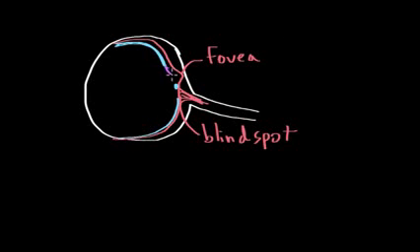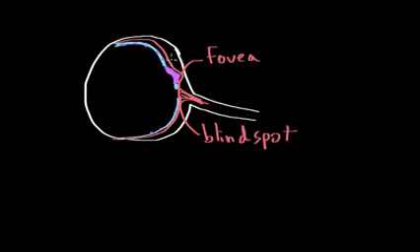Cones, on the other hand, which we'll represent in purple, are actually found throughout the fovea. So they're found in a really high concentration near the fovea. And there are no cones at the blind spot, and there are very few cones kind of sprinkled throughout the rest of the eye. So they're found kind of sprinkled throughout the periphery of the eye.